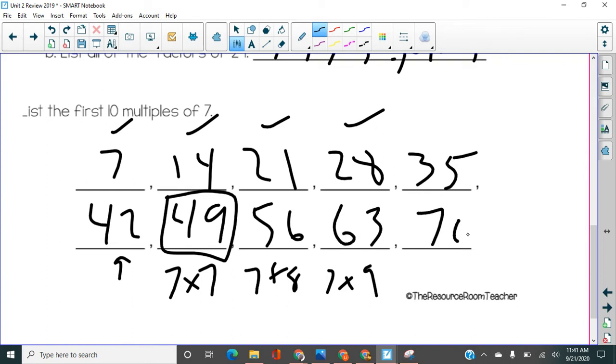63 and 70, right? All we did here was count. If we said count multiples of 2: 2, 4, 6, 8, 10, 12. If we said sing the multiples of 3, you would sing 3, 6, 9, 12, 15, 18, 21, 24, and 27, 30, and we're done.